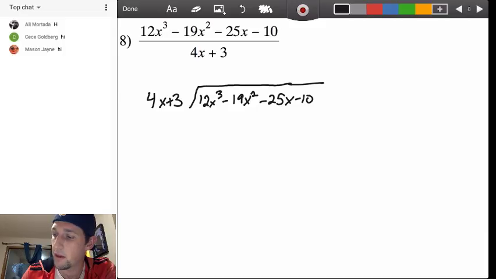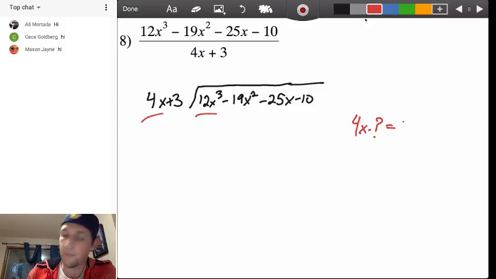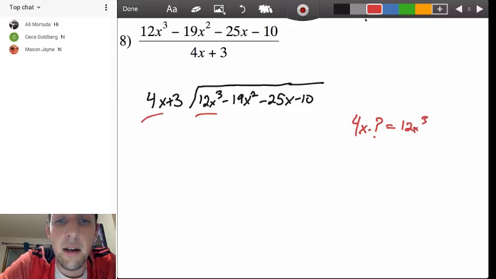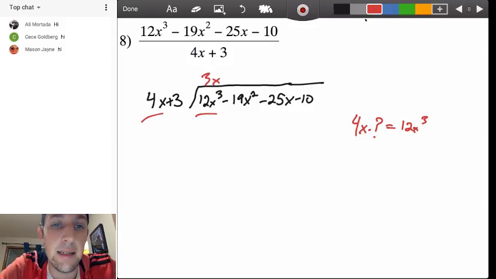Basically, you're always dealing kind of with that first term. So with 4x. Right now we're working with 4x and 12x cubed. And basically what you're trying to figure out is 4x times what would get you 12x cubed. Turns out that's 3x squared, right? 4 times 3 gets me the 12. The x times the x squared gets me the x cubed. So that would be 3x squared.